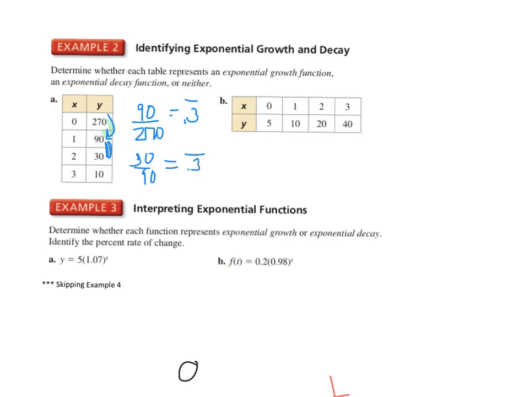So each time I am reducing it, I'm dividing by 3, which is the same thing as multiplying by a constant of 1/3. So this is, since it's going down and I'm multiplying by a number of 0.33 repeating, this would be called exponential decay.